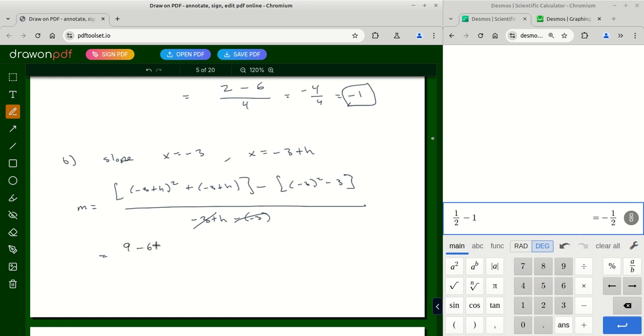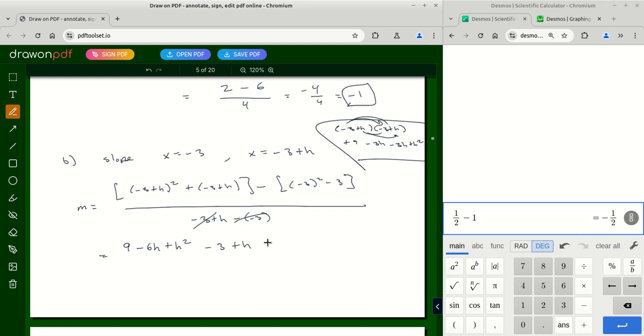+9, -6h, +h squared. If you're thinking, wow, how did you do all that, Chad? I did it with math magic. No, I'm joking. So +9, 2 negatives make a positive, -3h, -3h, +h squared. There you go. So that's what I'm doing.